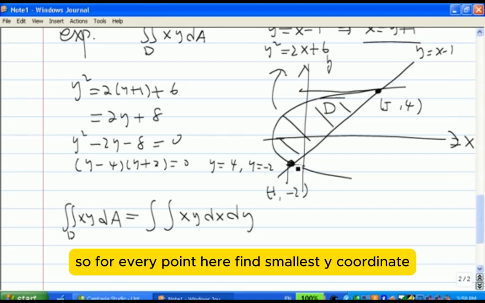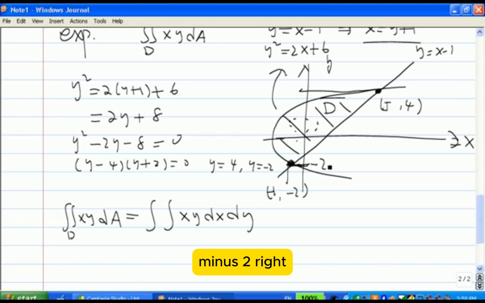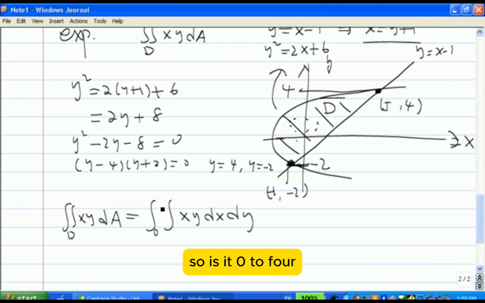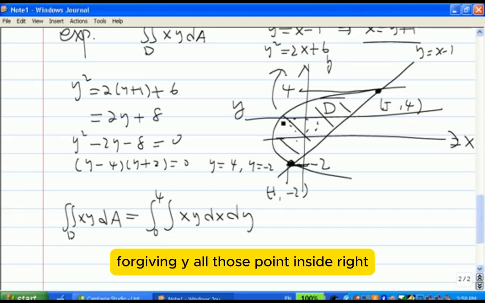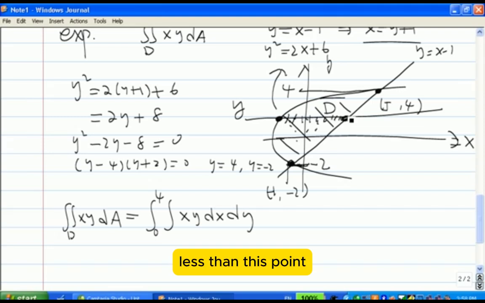For every point here, find the smallest y coordinate. You have so many points. Find the smallest possible y, which is what? Look at here, minus 2, right? Your largest y for all the points in D is 4. Then you fix y in between, arbitrarily. For given y, all those points inside, your x must be bigger than this point and less than this point. This one is your bottom curve, this is your top curve.